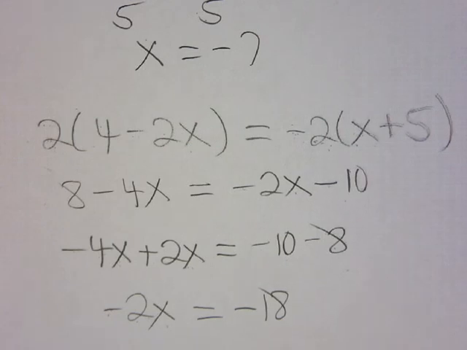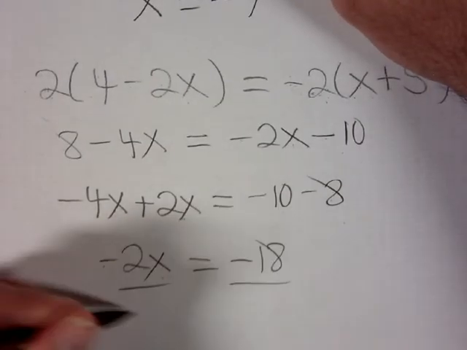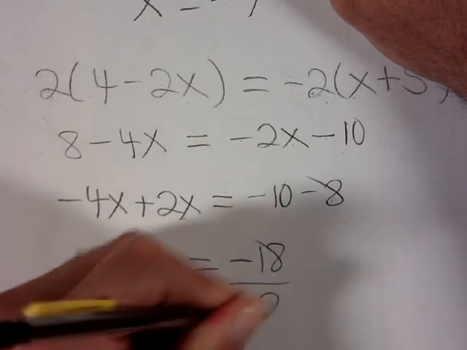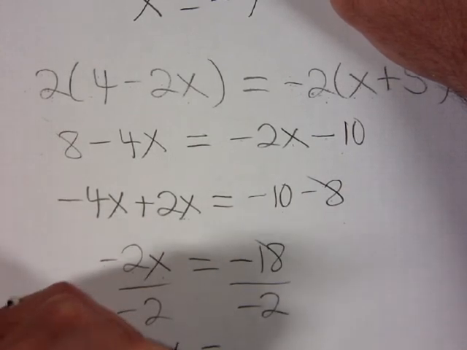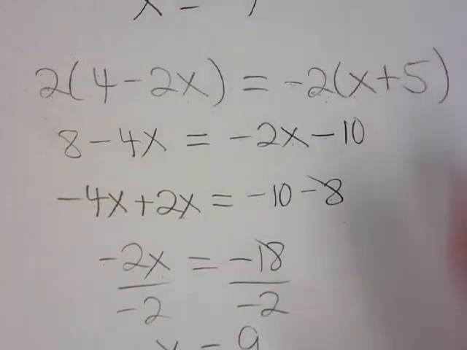All right? Not quite finished. We got one more step. That's to divide both sides by negative 2. Negative divided by negative is a positive. 18 divided by 2 makes 9, and then there is your answer.